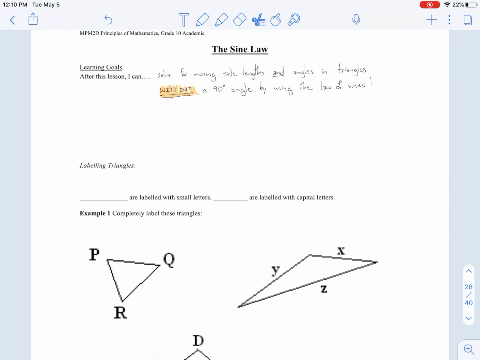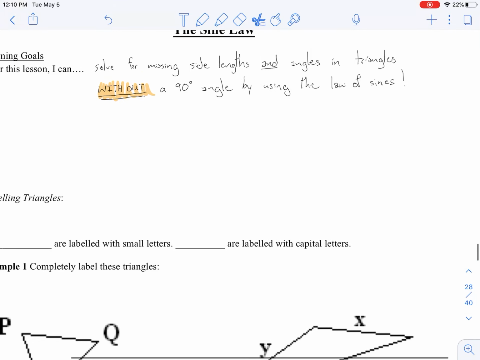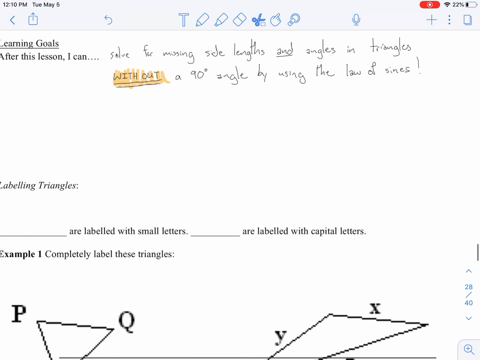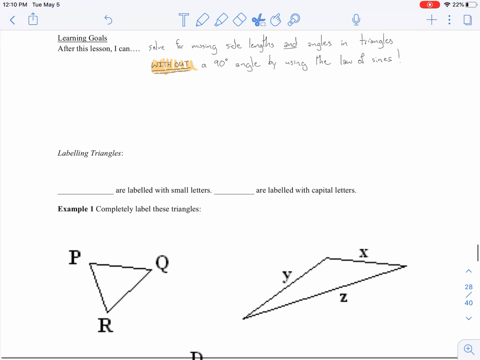Okay, today's lesson is 6.7. It is on the sine law. So today we'll be working with triangles that don't have a 90-degree angle in them. So after this lesson, I can solve for missing side lengths and angles in triangles without a 90-degree angle by using the law of sines.